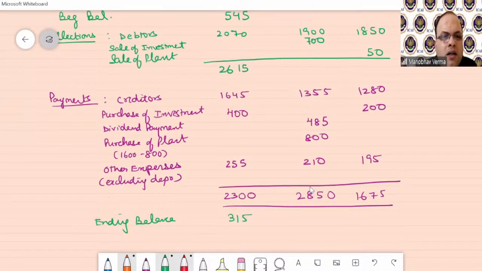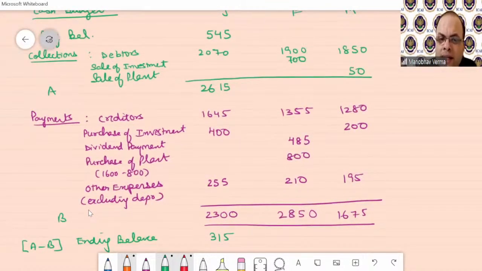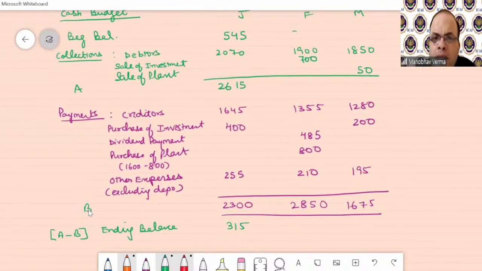Let's say this is A, this is B. So we are mentioning A minus B in this case. So we're having a 315. So 315 ending balance, which we just calculated, guys. That is what we will be plotting up in the beginning of Feb. So in this case, we don't have any other information with respect to the temporary investment and all.